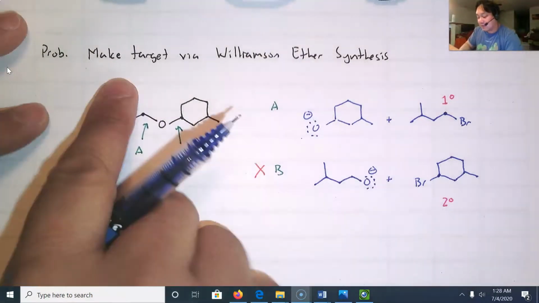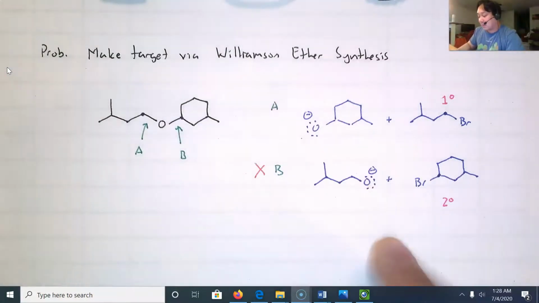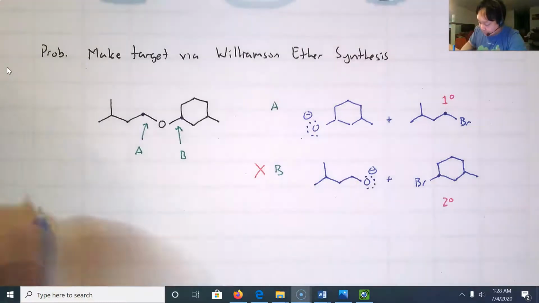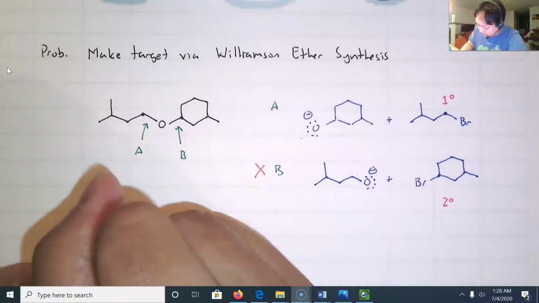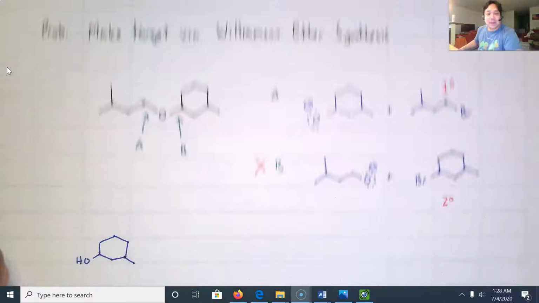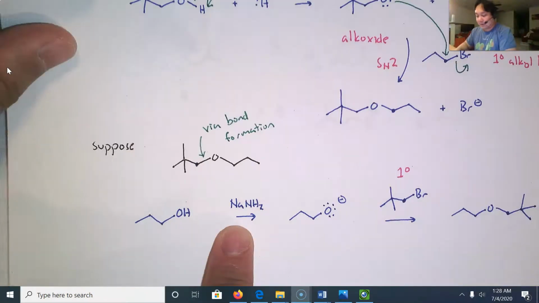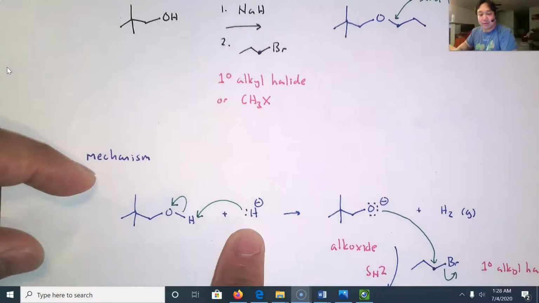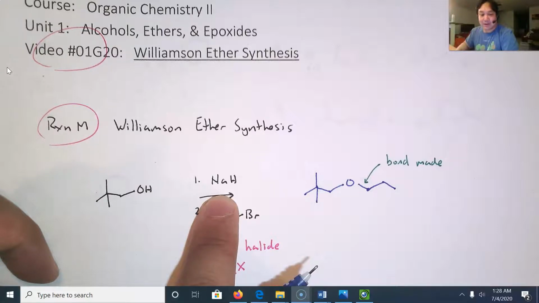The answer is show how to make this target via Williamson Ether Synthesis. I want to show starting from the alcohol. Okay, that's what I would expect. And so here's my alcohol. Okay, and we want to do a deprotonation. We've already seen NaNH2 to deprotonate. We've also seen hydride to deprotonate, typically written out as sodium hydride, NaH.